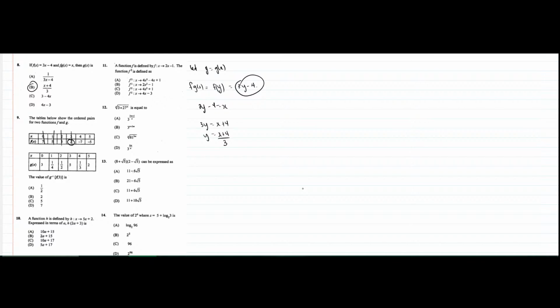G inverse of 2 goes from codomain back to domain. So if I have a function g of x going from domain to codomain, from codomain back to domain, I will use g inverse of x. So I want to figure out what g inverse of 2 is. So I'm looking at the codomain, which is 2. So g inverse of 2 is 5.